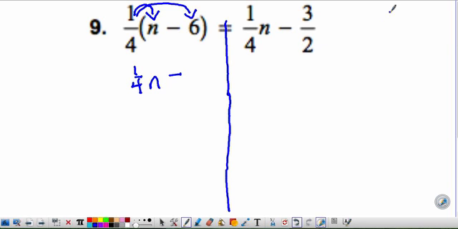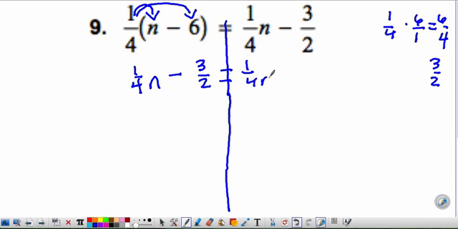Let's go over here and do some scratch work. 1/4 times 6. What's 1 times 6? 6. What's 4 times 1? 4. Can I simplify that? Yes, let's go ahead and simplify it to 3/2. Now, if all of our fractions had the denominator of 4, I would have said let's leave this 6/4, but let's go ahead and change it since they won't all be the same anyway. We have no distributive property over here, so I'm just going to bring this down.